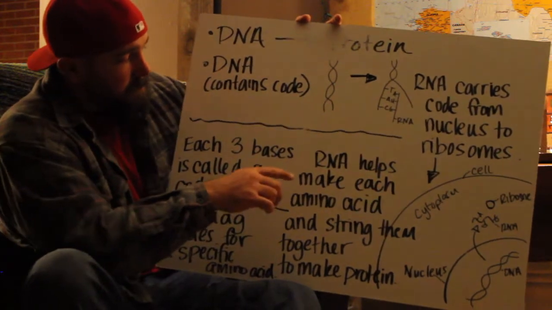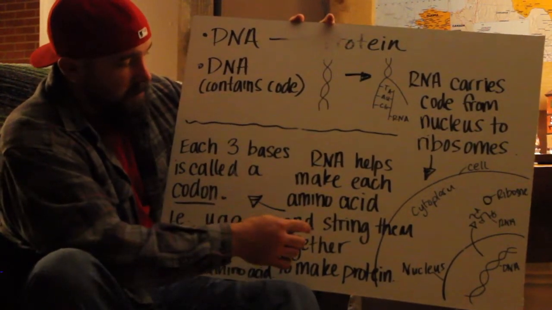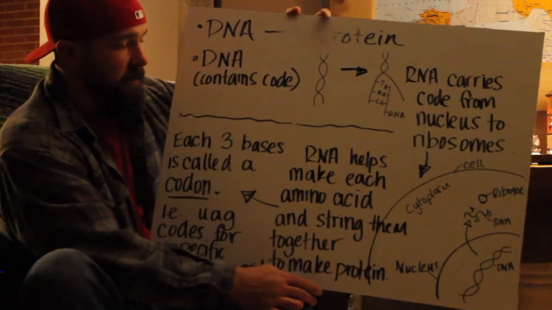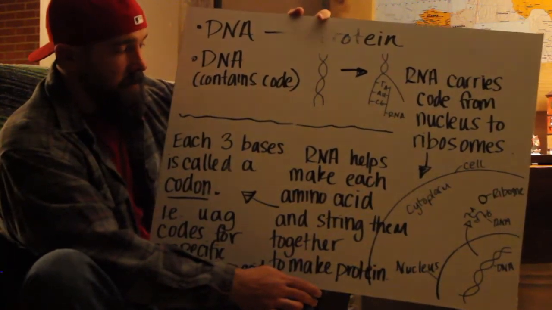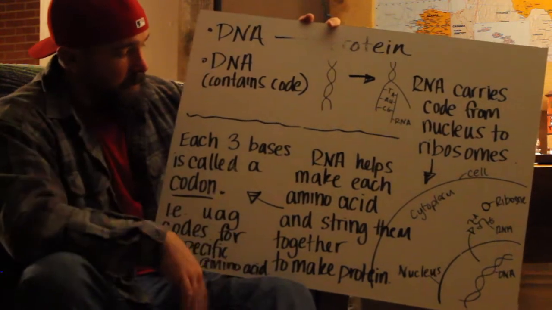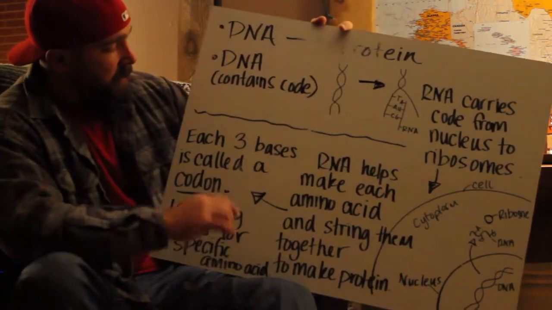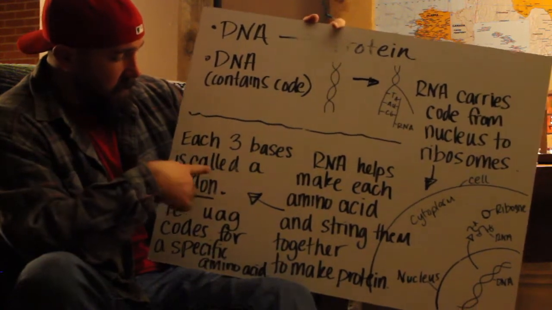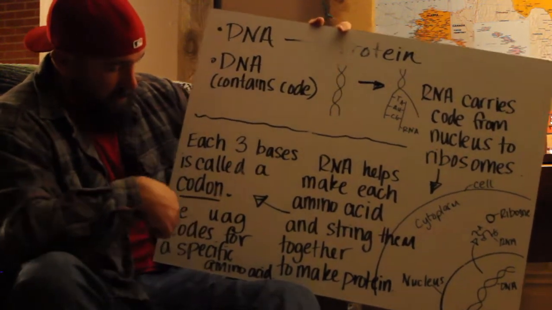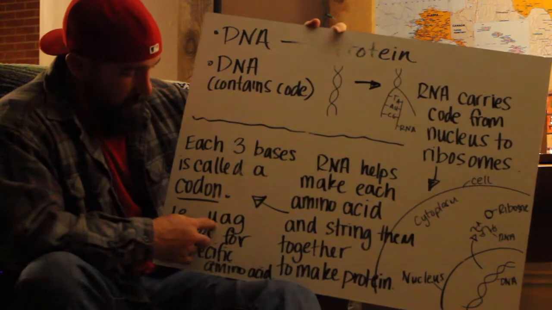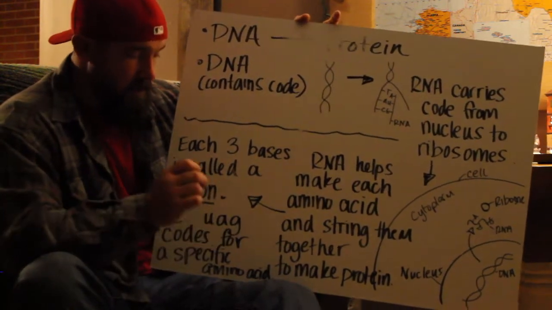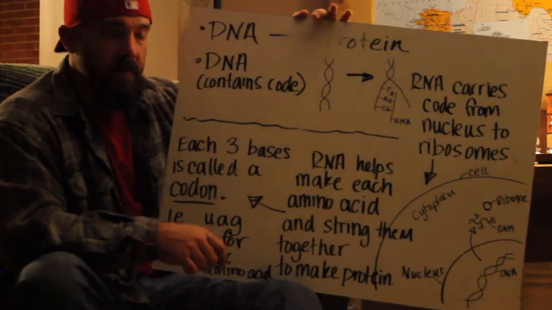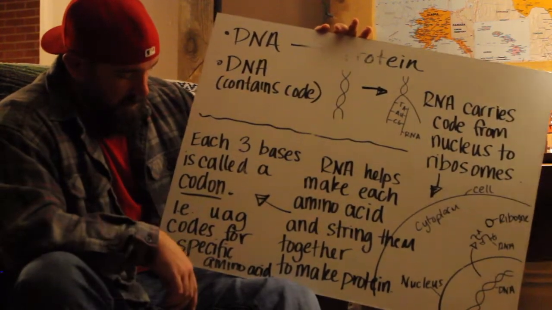The RNA helps make each amino acid and string them together to make the proteins, and the proteins are your actual traits, or the phenotypes, the things that you see that cause your appearance. Each 3 bases is called a codon. So for example, UAG codes for a specific amino acid, which is then strung together to code for a specific protein.